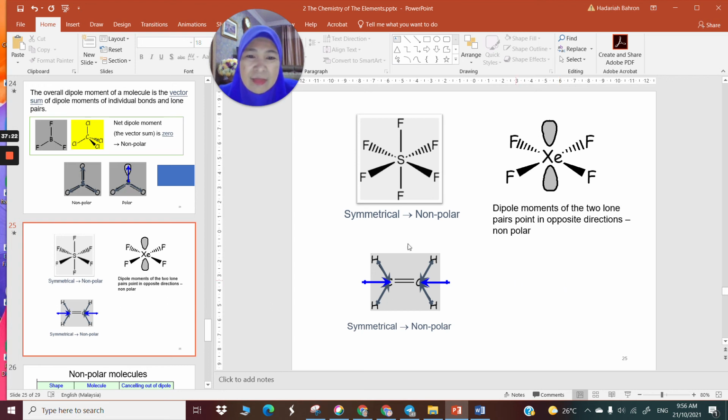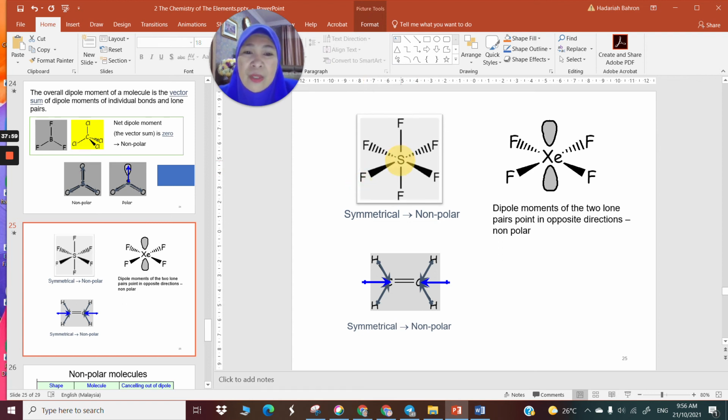So can you determine, for this you have a very symmetrical SF6, sulfur with 6 fluorine. Because of its high symmetry, the action of electrons pulling from all directions is cancelled. For example, this pull is cancelled by this one to the top, is cancelled by this one to the bottom. This one to the back right is cancelled by this one to the front left.